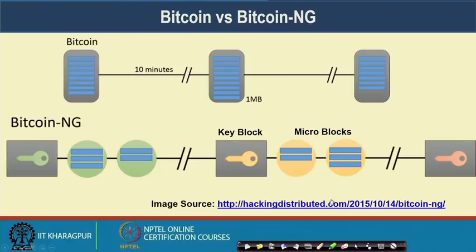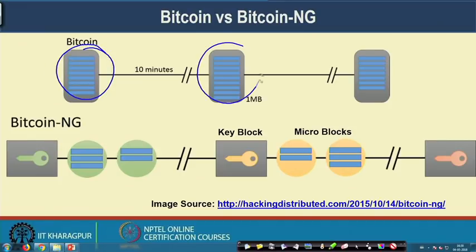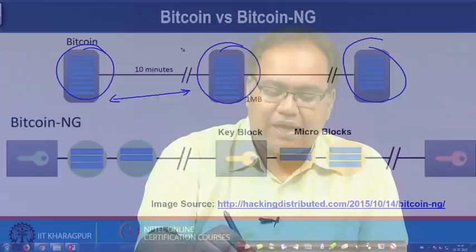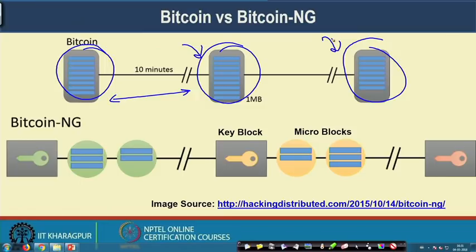Now, with this idea, the entire architecture of Bitcoin NG is something like this. In standard Bitcoin, every 10 minutes you are electing a new leader, and the task of that new leader is to add new blocks. That means the miner who is able to solve the puzzle will add the new blocks in the system. Now, in Bitcoin NG, we have two different types of blocks. One type of block we call the key blocks. Why the name is key block, I will discuss within a couple of minutes. And there are subsequent blocks between two key blocks which we call the micro blocks.